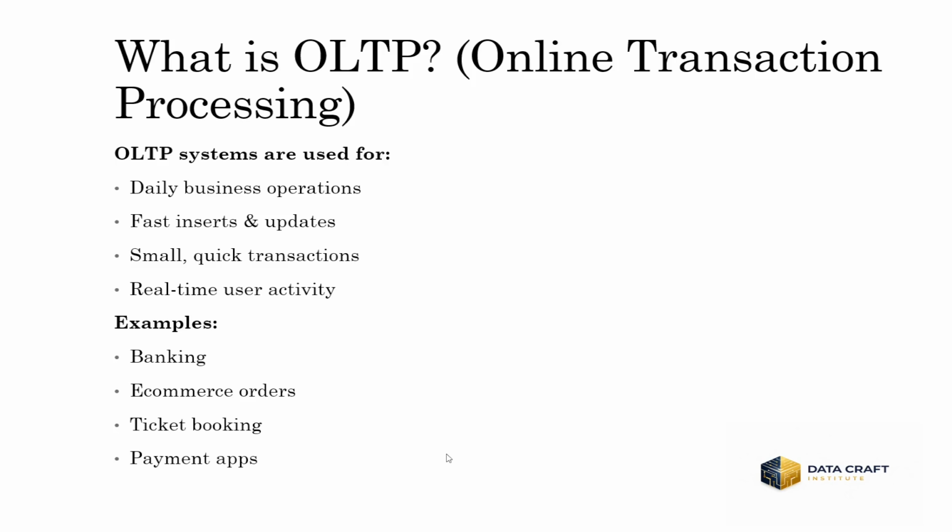Now, what is an OLTP system? OLTP stands for Online Transaction Processing System. These are the systems used for day-to-day business operations like placing an order on Amazon, booking a ticket, or making a payment. They handle small, fast transactions and need to be extremely reliable. Okay, so to summarize, these are the characteristics. They are used for daily business operations. They handle fast inserts and updates, small and quick transactions, not heavy queries. Okay, and they have to be real time. Real time user activity is one of the important characteristics of an OLTP system.